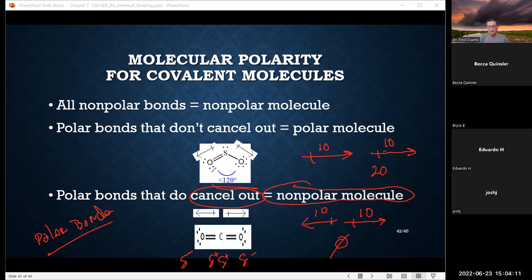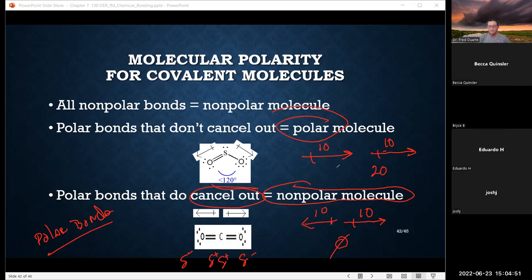If we look at sulfur dioxide, you can see how the lone pair has a great effect on things in general. Because of the lone pair sitting on the central atom, it shoves the bond angle to be less than 120 degrees. The polar bond on the right is going in, say, the southeast direction, and the polar bond on the left is going in the southwest direction. They do not cancel out, so the result is a polar molecule.